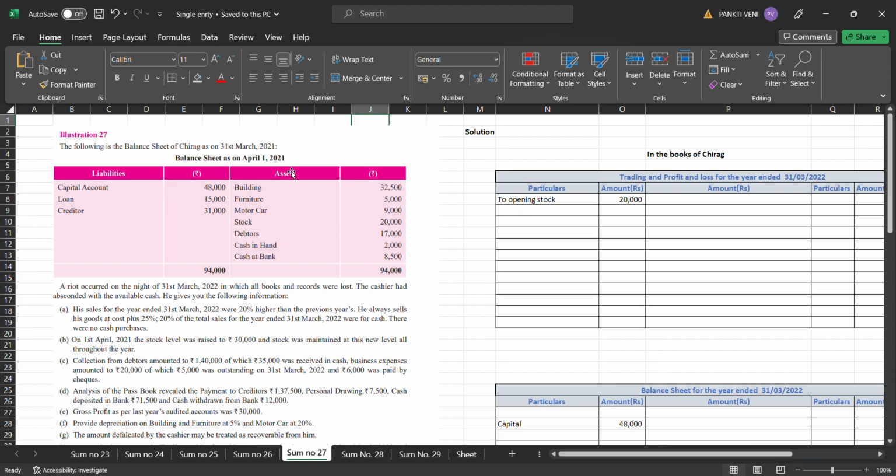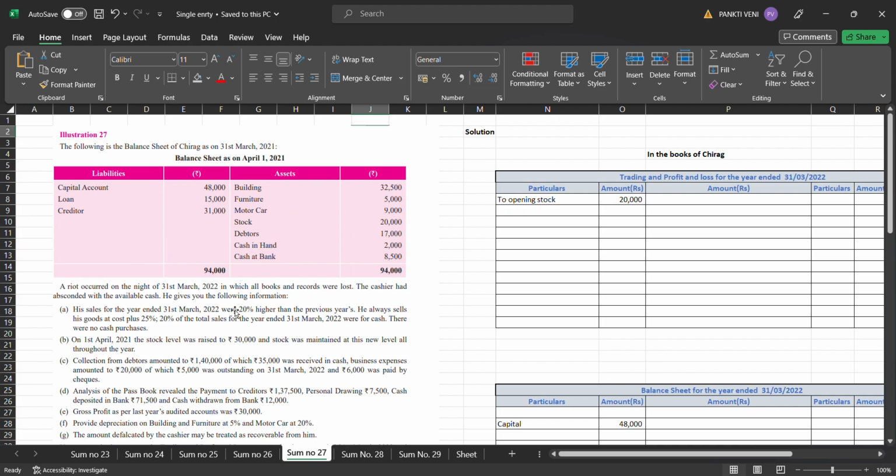The following is the balance sheet of Chirag as on 31st March 2021, balance sheet as on 1st April 2021. Capital account is given, loan and creditor. So 48,000, 15,000 and 31,000 is for capital, loan and creditor. Then you have building. So you have balance sheet detail here.